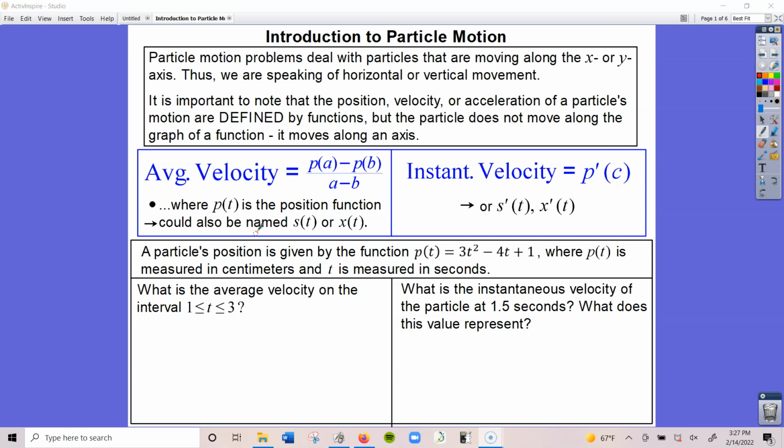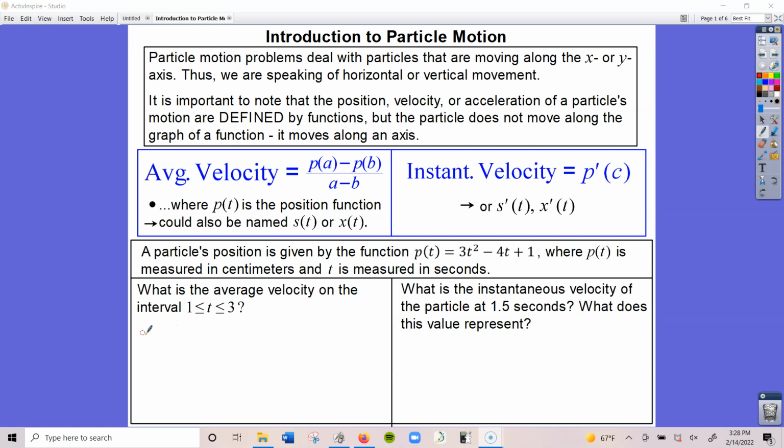So let's have a look at an example and how we would find the average velocity and then the instantaneous velocity. A particle's position is given by the function P of t is equal to 3t squared minus 4t plus 1, where P of t is measured in centimeters and t is measured in seconds. What is the average velocity on the interval 1 to 3?